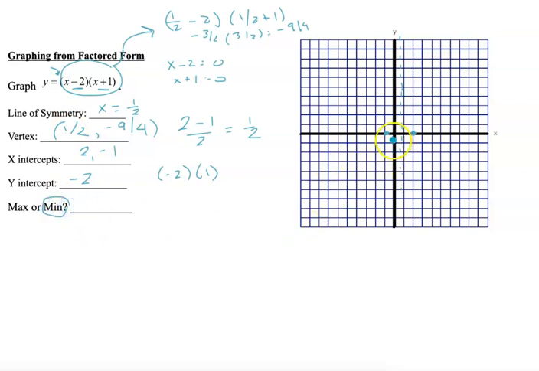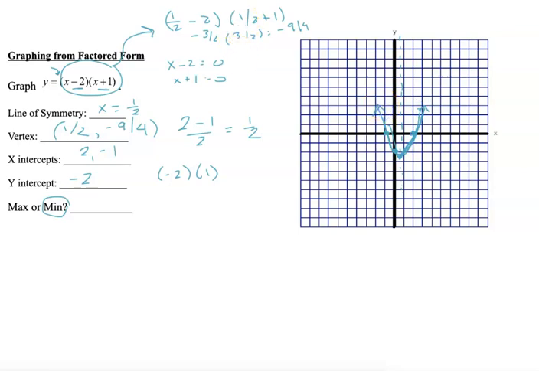So now I can go ahead and graph. I need a vertex at the point 1/2, negative 9/4, which is right down here. And then I have a y-intercept at the point 0, negative 2. So I can go ahead and sketch a graph of my quadratic. It's supposed to be curved there. It's not an absolute value, it's a quadratic.